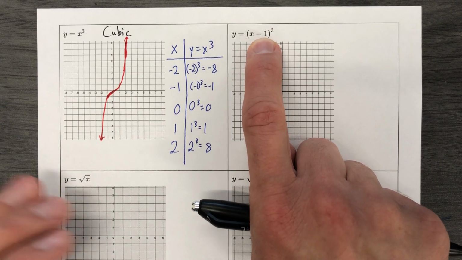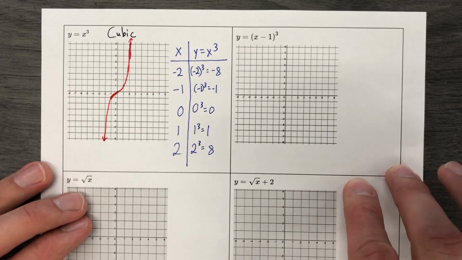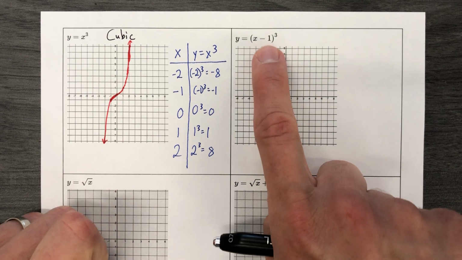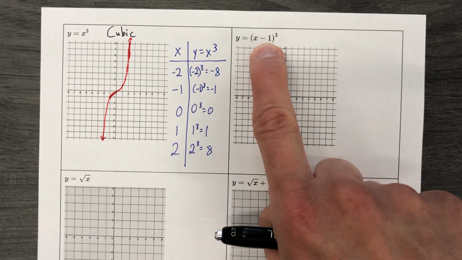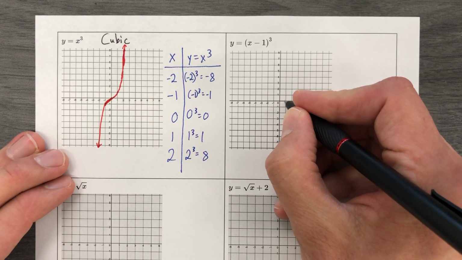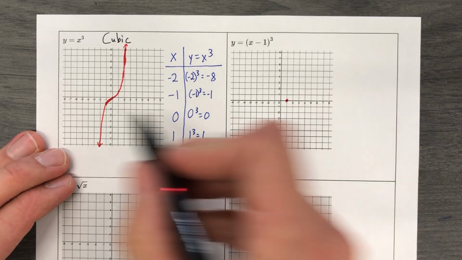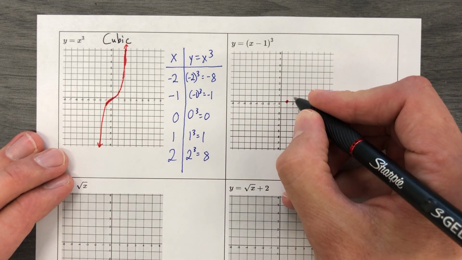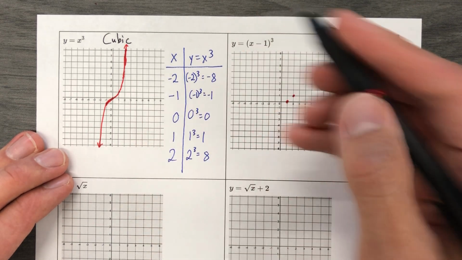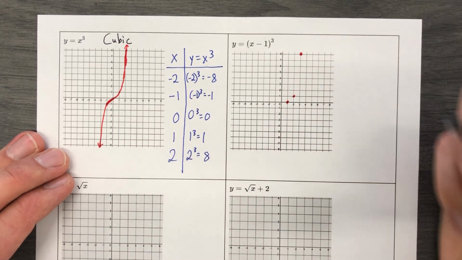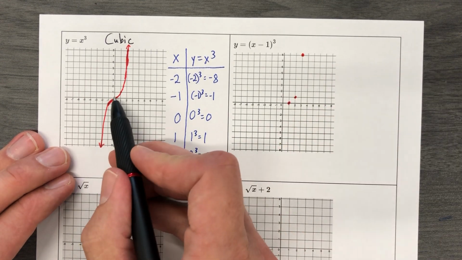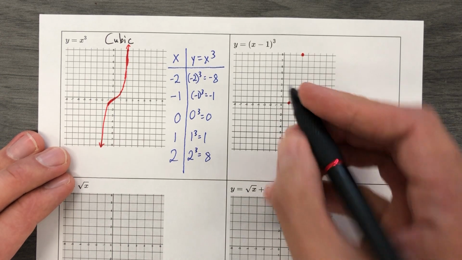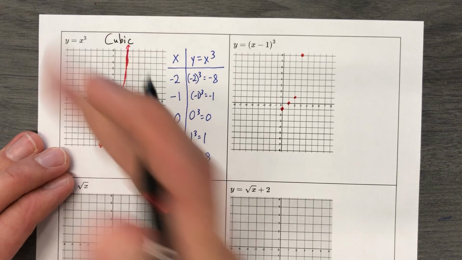+1. So instead of making a table of values, and you totally could, why don't we take what we've already done and just slide this thing 1, but not -1, even though I'm looking at a -1. I'm going to shift it 1 to the right. So what was the origin is now at 1, 0. And what was at 1, 1 is now at 2, 1. And what was at 2, 8 is now at 3, 8. Okay? And what was at -1, -1 is now at 0, -1. Everything is shifted to the right 1 unit.